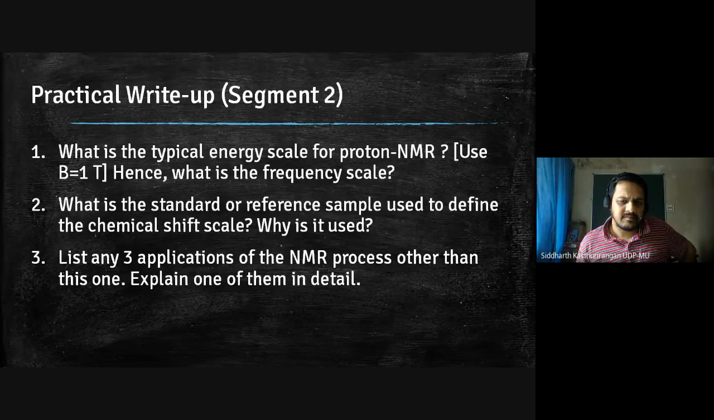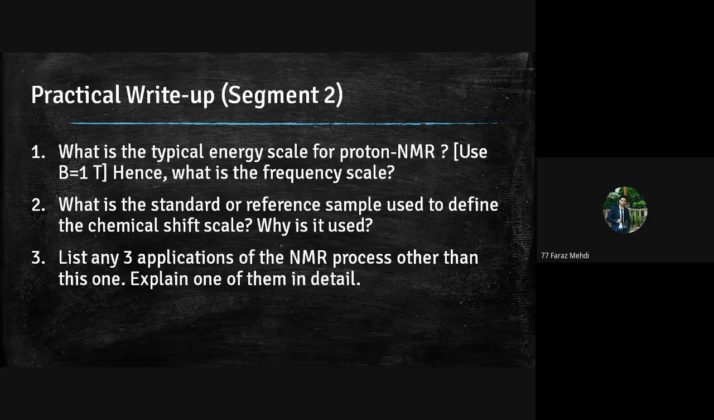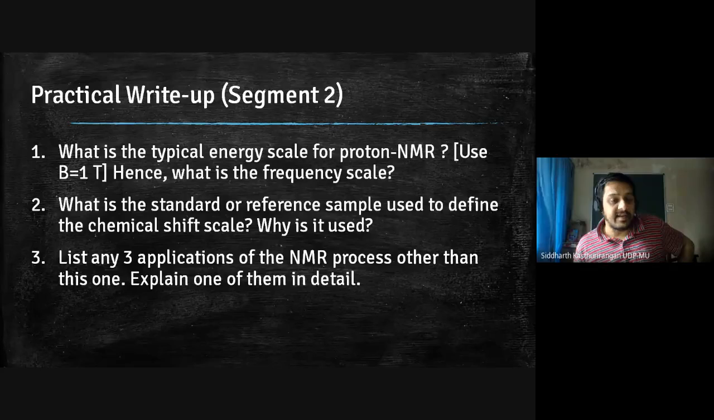Sir, on the x-axis we have parts per million. So does it mean that it also gives the relative abundance of the bonds? It is not relative. No, it is parts per million of chemical shift.